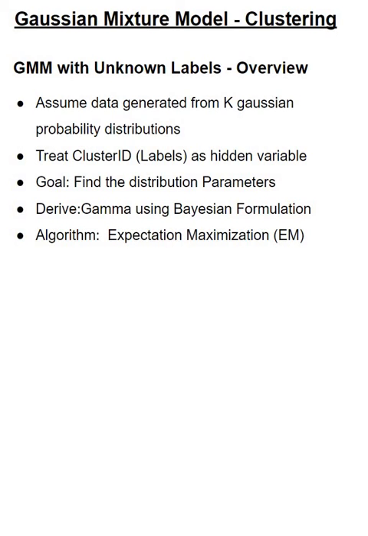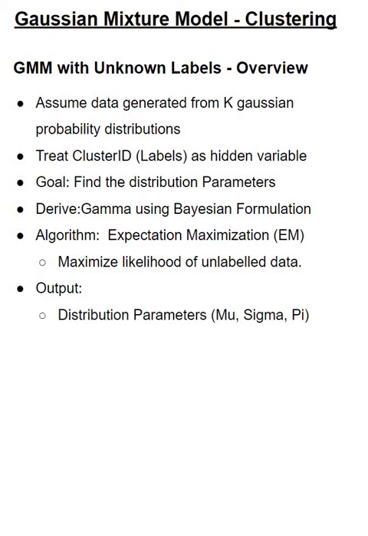And the algorithm we're going to be using is called expectation maximization, or in short, the EM algorithm. What it focuses on is to maximize the likelihood function of the unlabeled data. The output of our algorithm is going to be two things: one is the distribution parameters, mu, sigma, and pi, and the other is the soft assignment of data points to clusters. When we look at an example later on, we'll understand what the soft assignment is. But for now, these are the two outputs we are going to be expecting from our algorithm.